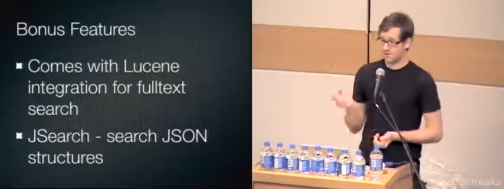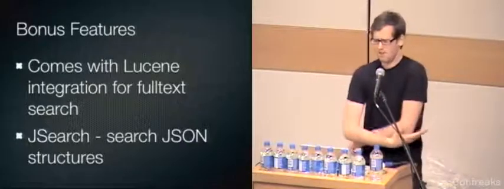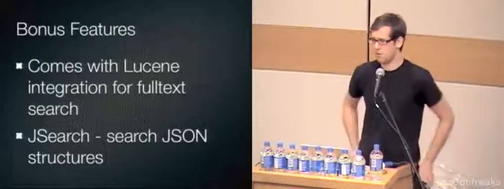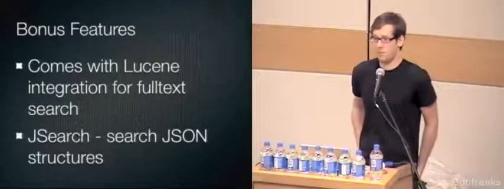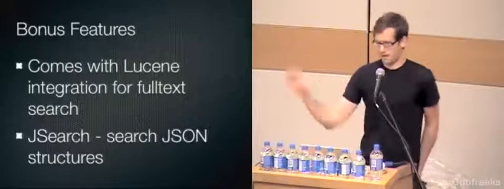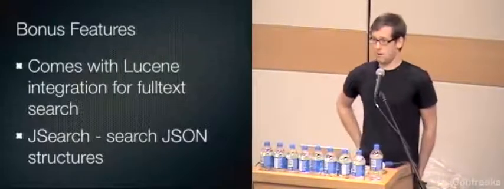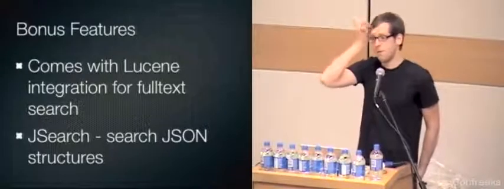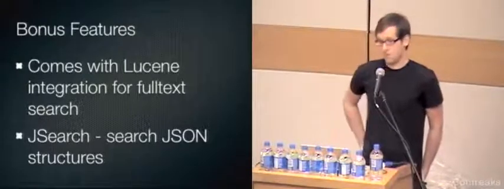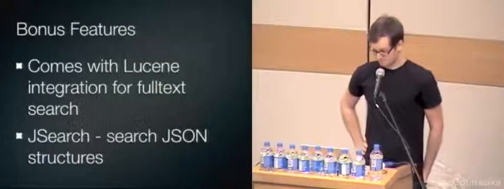Okay. The other thing is JSearch, which is a research project from within IBM that's going to be open sourced. It's basically XPath for JSON, where you can query JSON structures and do nasty things with that. That's not actually in CouchDB at the moment, but this is something we're really keen on getting in.